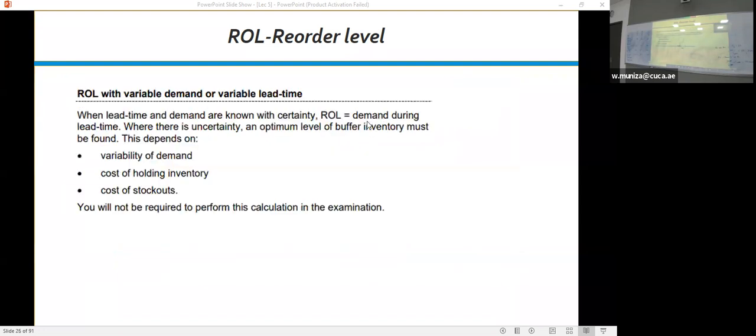Okay, now students, reorder level with variable demand or variable lead time. Before that, we have considered that.